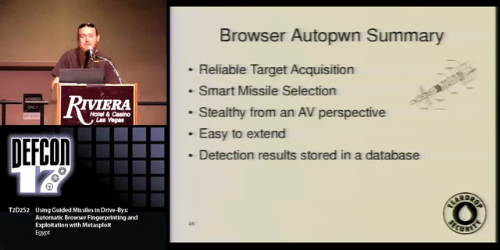We're stealthy in the sense that it's difficult for AV to detect us, and it's really easy to write new exploits. All of our detection results are stored in a database, and so you can potentially take this and tie it with a bunch of statistical stuff and make it better.